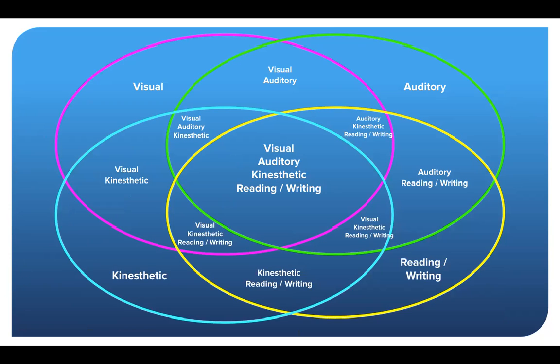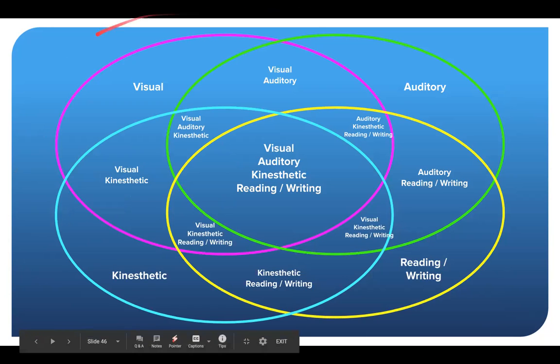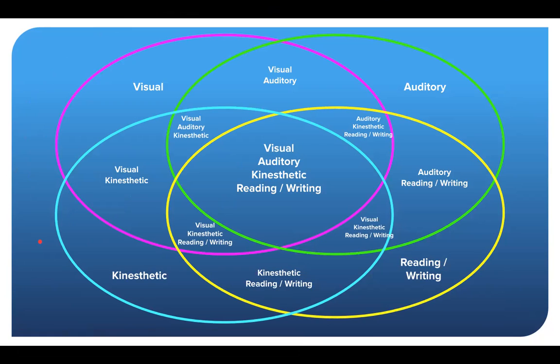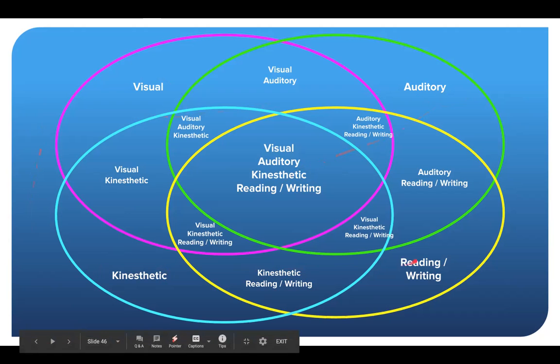So this is the last slide, well, the last 2 slides before we finish. And it's just a Venn diagram on here, which is a kind of graphic organizer that you could have your students use. And it shows different learning styles and how they overlap. So you can see in the pink circle here, you've got visual learners. In the green circle here, you have auditory learners. In the blue circle, you've got kinesthetic learners. And in the yellow circle, you've got reading, writing learners.